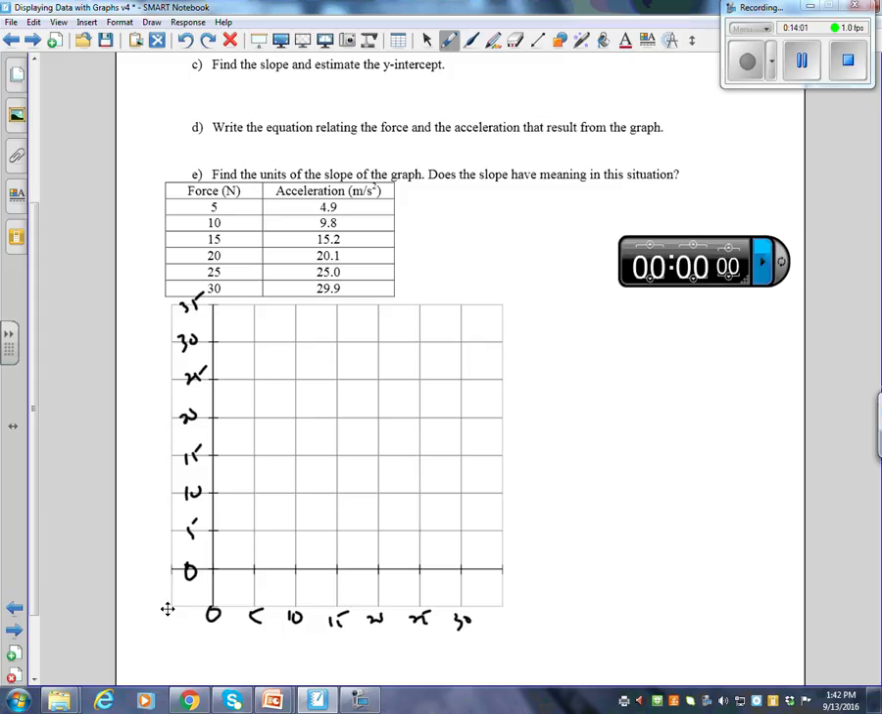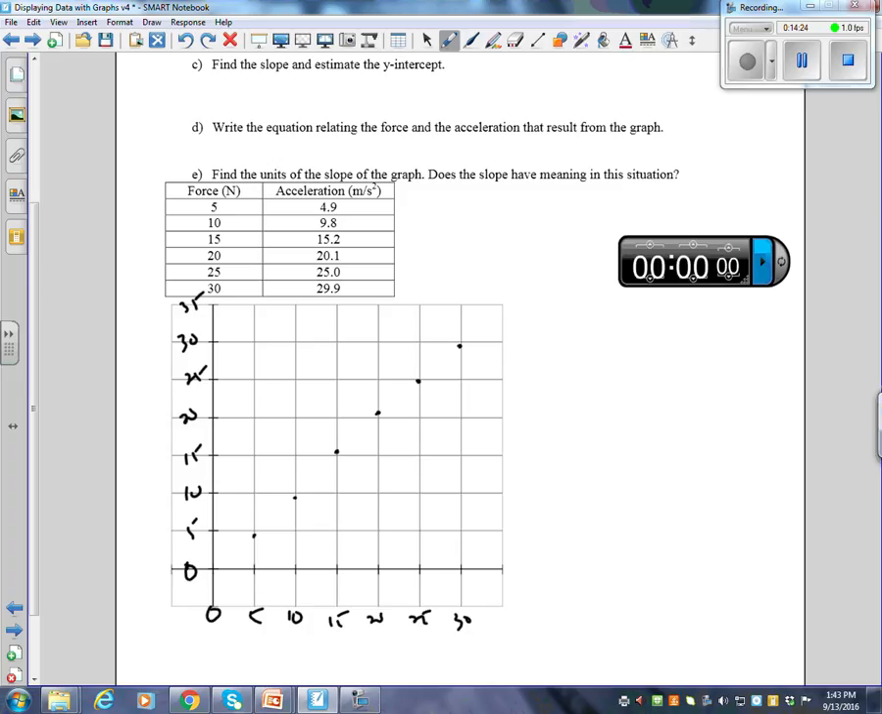You're good. 5 and 4.9 is right there, just below. 10 and 9.8 is just below. 15 and 15.2, now it jumps above the line. 20 and 20.1. 25 and exactly 25, right on the line. And then 30 and 29.9, just below.